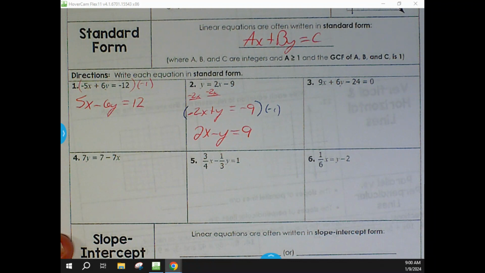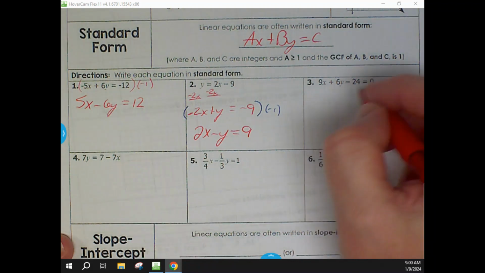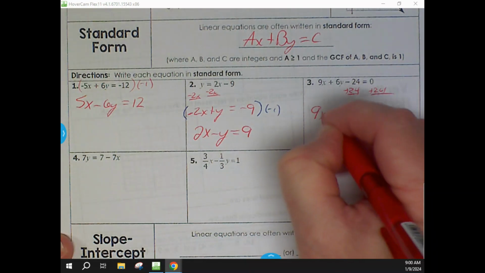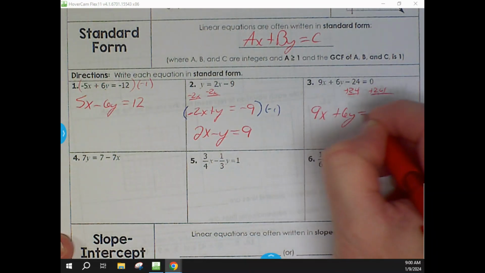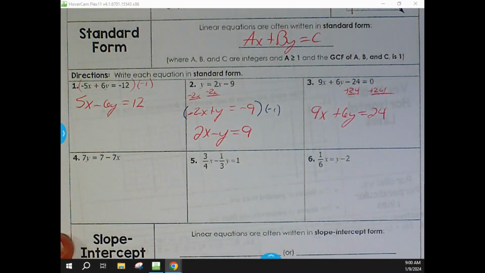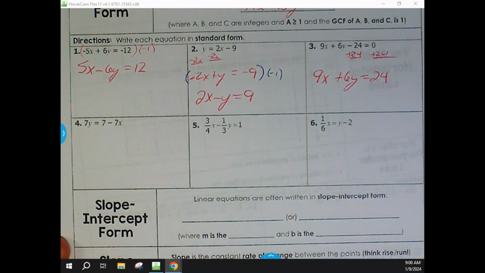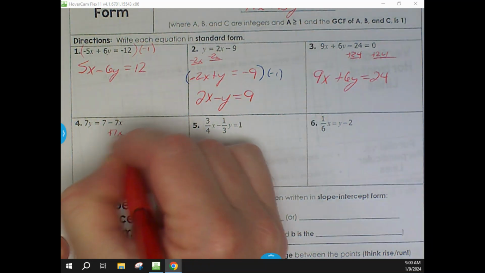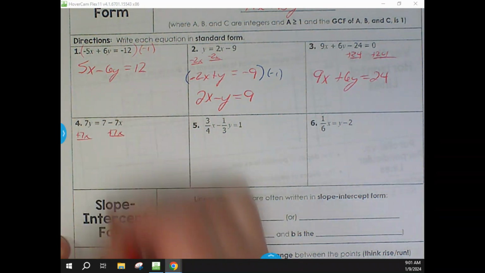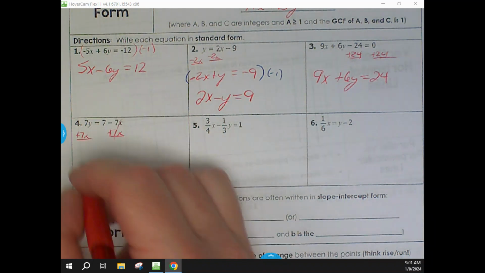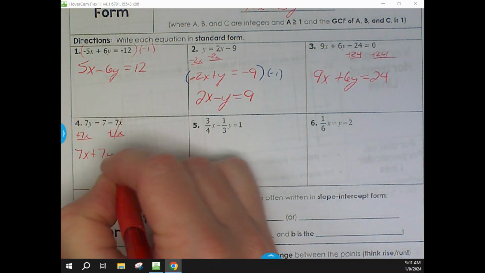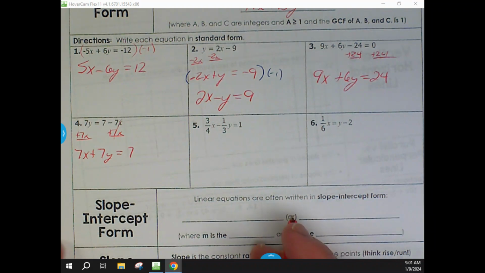All right. Number 3, pretty much there. The only thing you got to do on 3, of course, would just be to add the 24 to both sides. All right. With 4, add the 7x to both sides. So we've now got the x's over here. So that's 7x plus 7y equals 7.